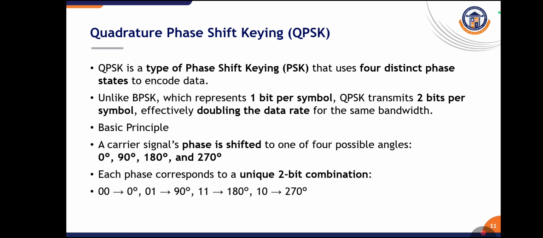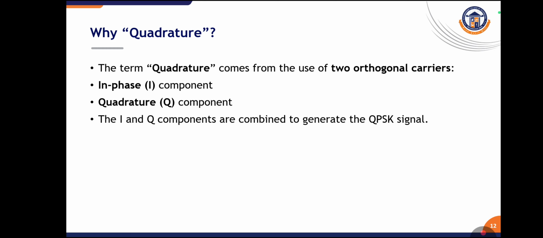The representation in binary digits is: 00 means 0 degree, 01 means 90 degree, 11 represents 180 degree, and 10 represents 270 degree. What does quadrature mean? It comes from the use of two orthogonal carriers, the in-phase component and the quadrature component. The I and Q components are combined to generate the QPSK signal.